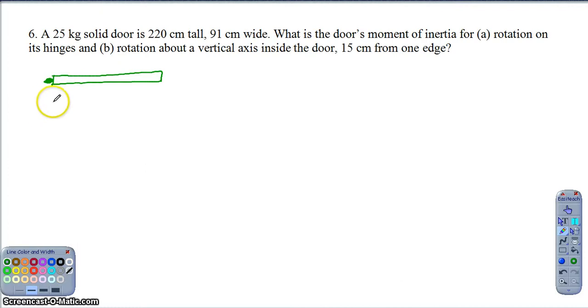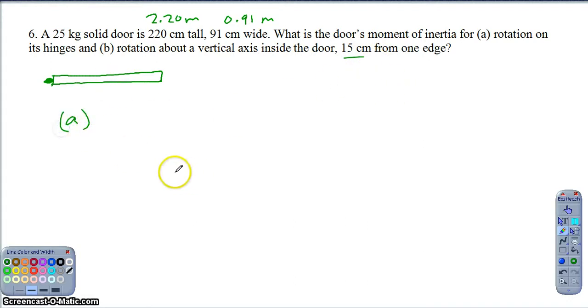So then I will try to get question 6 in here quickly before the end. They give us a 25 kilogram door. They give us those two distances, the height in centimeters, so I'll convert that, and then the width, again, in centimeters, so I'll convert that. What is the door's moment of inertia of rotation about its hinges, and what is its rotation about a vertical axis 15 centimeters from the edge of the door? Right, so they ask us two of these different ones.